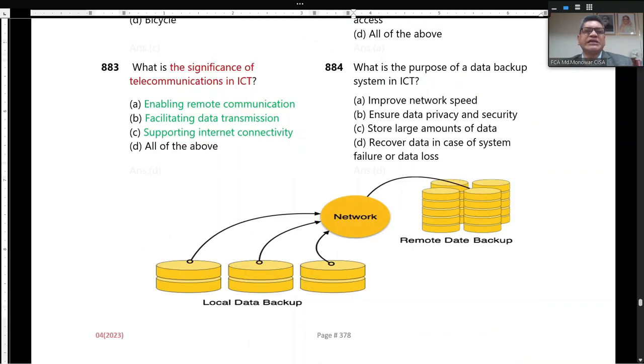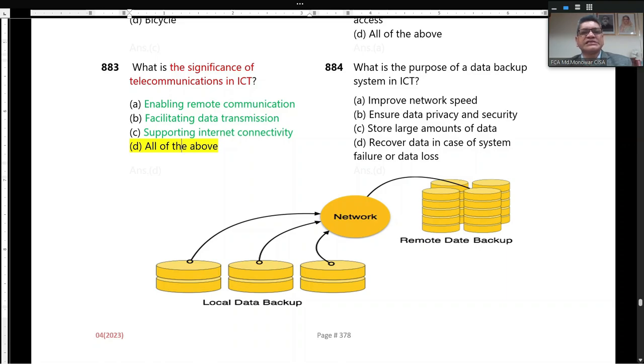What is the significance of telecommunication in ICT? All of the above, so my answer is D, because enabling remote communication is correct, as are facilitating data transmission and supporting internet connectivity.